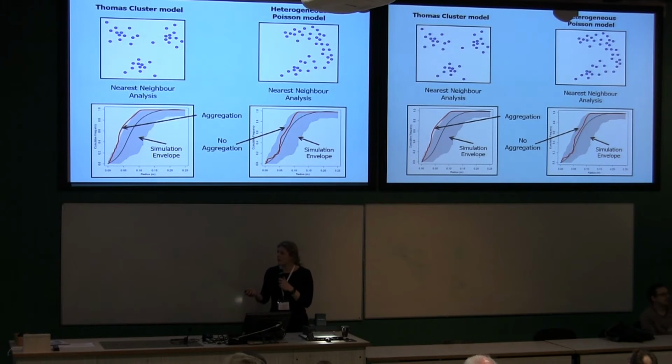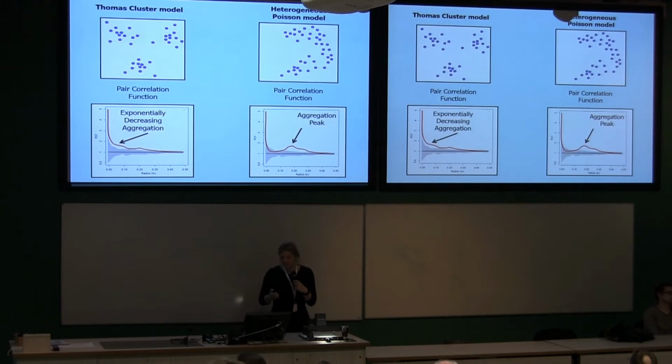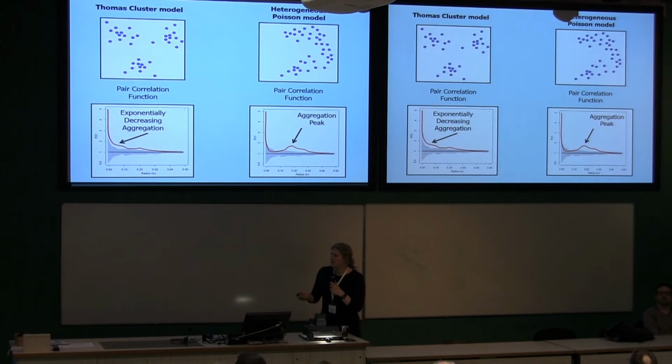So instead, we're going to use pair correlation functions. The basic idea is quite similar. You have your simulation envelope, your black line is your model, and your red line is your observed data. But here, instead of taking the distance from each point to its nearest neighbour, you're looking at how the density of fossils increases as your radius increases along the x-axis.